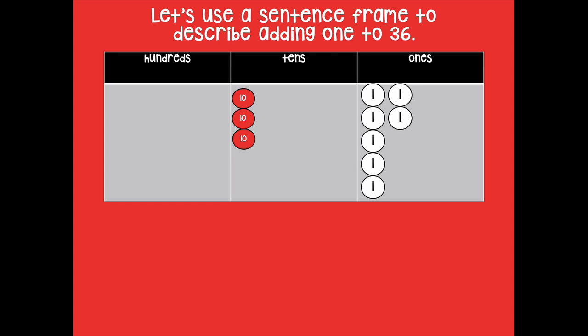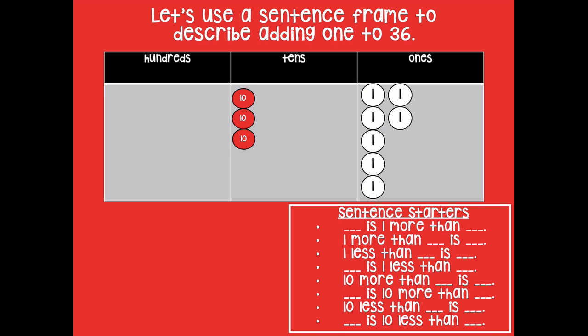Let's use a sentence frame to describe adding 1 to 36. So there's all these different options we have for sentence starters down here. Now, we only added 1 to 36, so we only need to look at ones that have the 1 in them. We don't need 10 more right now because we didn't do anything with 10. We only added 1 more. So what's a sentence starter that we could use to help us describe how we added 1 to 36? What do you guys think?